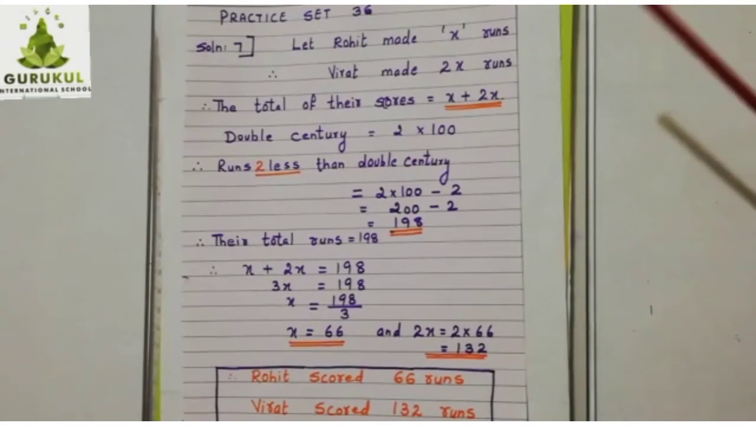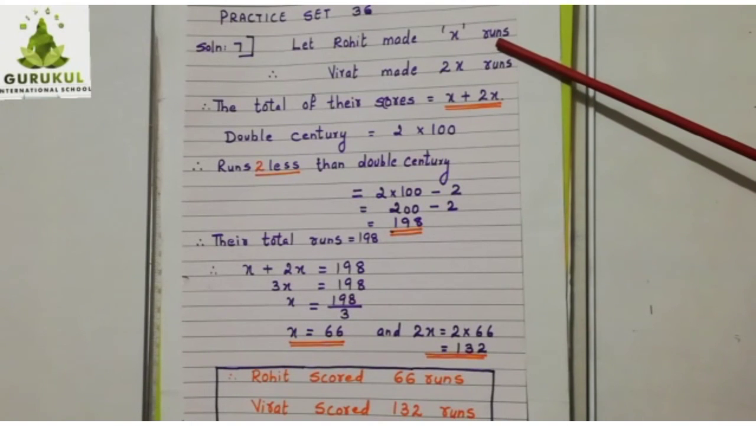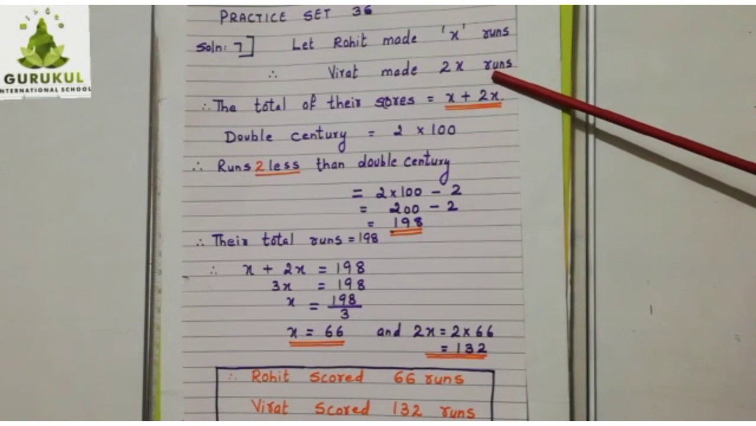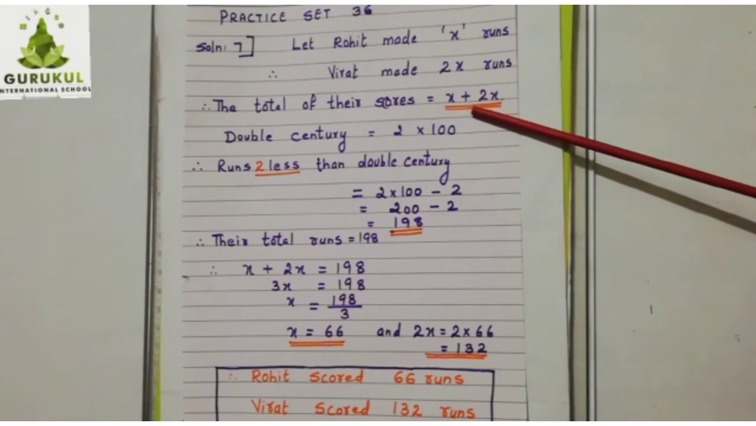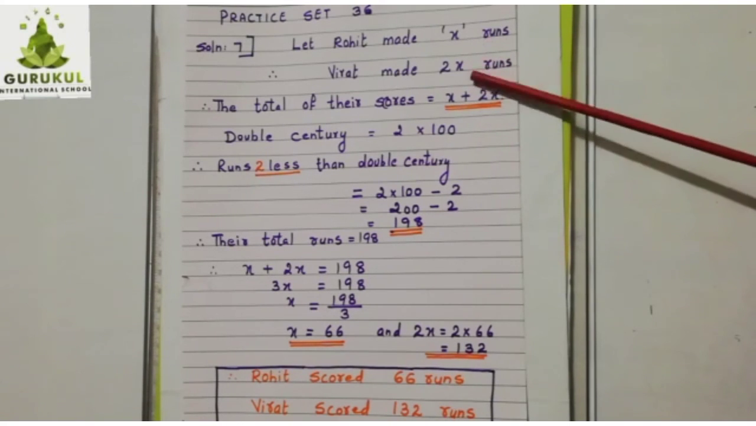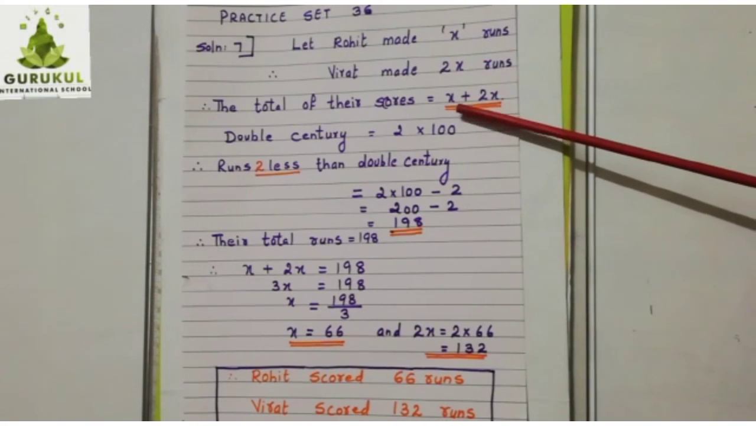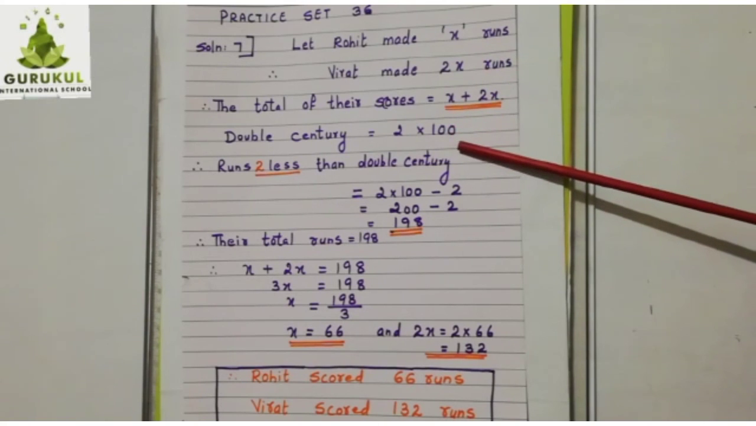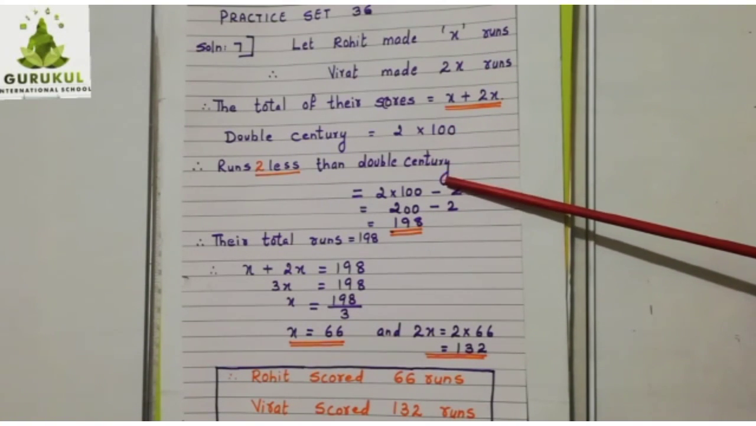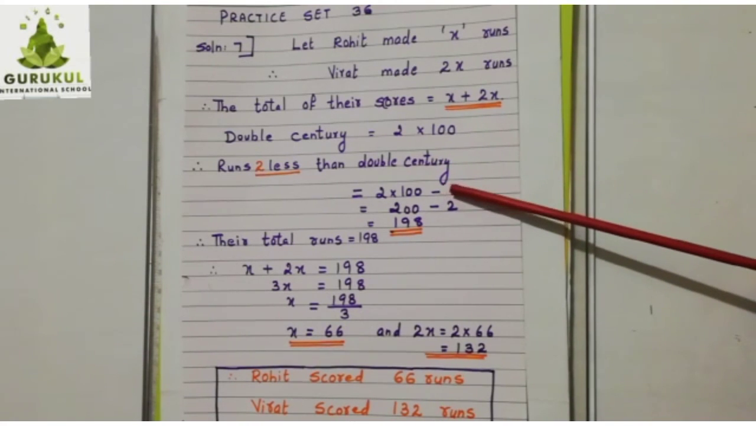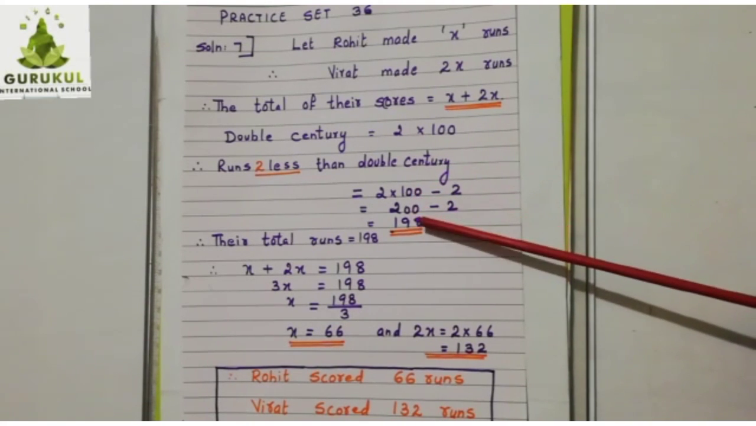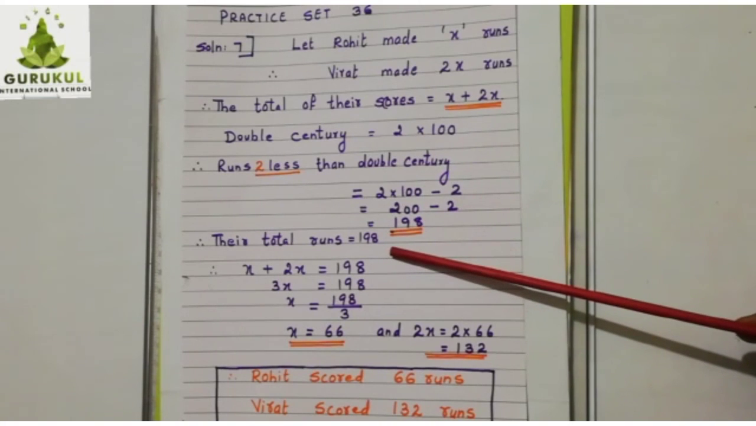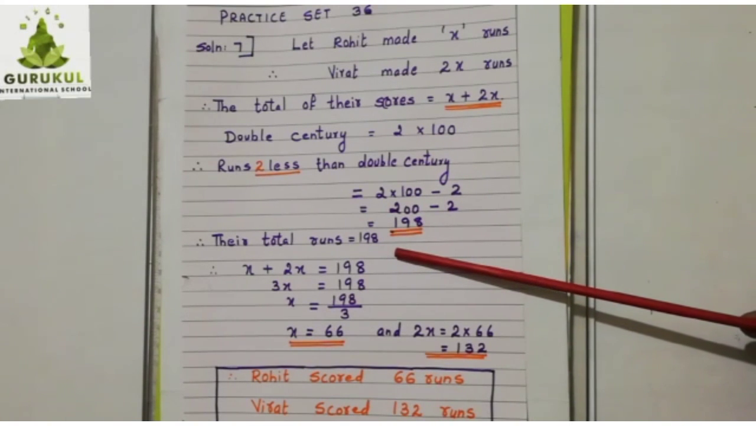Now copy down this in your notebook. Let Rohit made X runs. So Virat made 2X runs. So totally their score is X plus 2X. Now double century means 2 into 100. Now runs 2 less than double century. Minus 2 from double century 200. So you get 198. So their total runs equals 198.